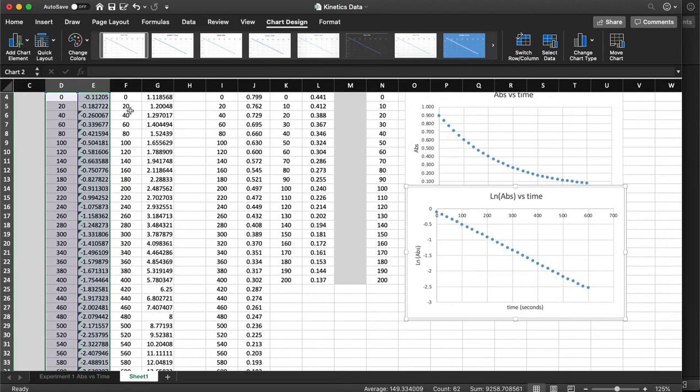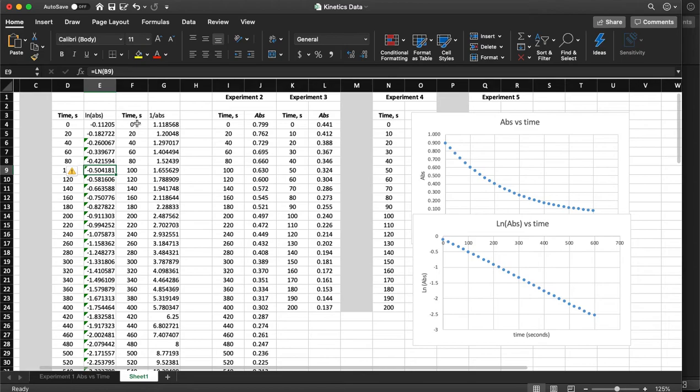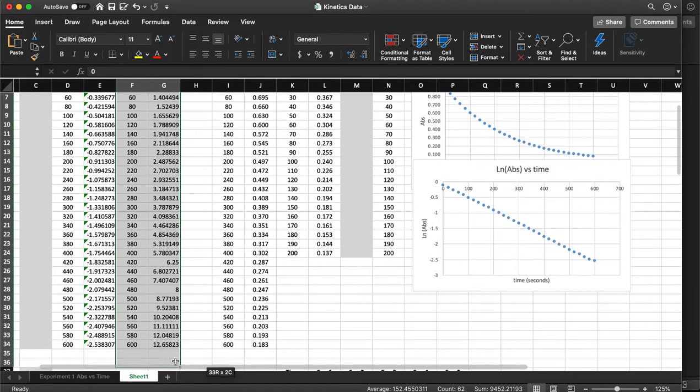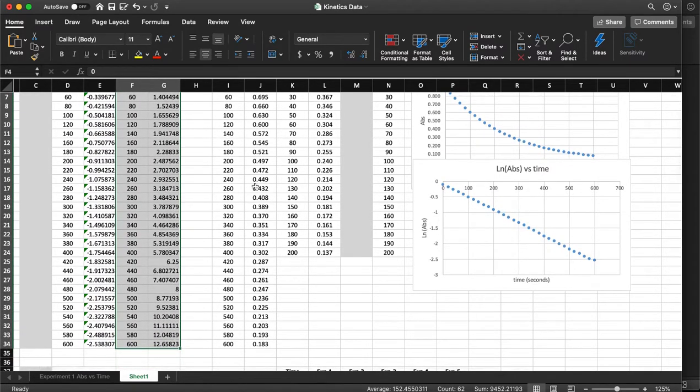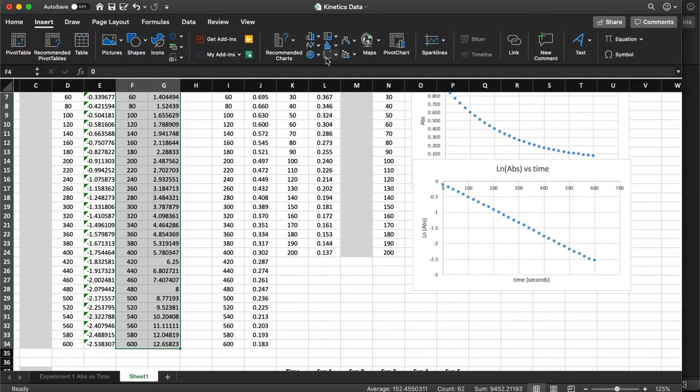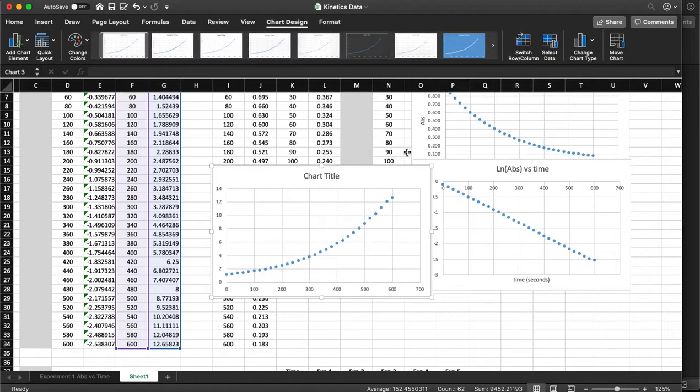Now, our last plot, just to go through our process one more time. We're going to take a look at 1 over absorbance versus time. This particular plot is checking whether the reaction is second order. If this scatter plot was linear, we'd see a second order reaction. But again, this line is not really a line. It looks like a curve, not a straight line. So our reaction is not second order.